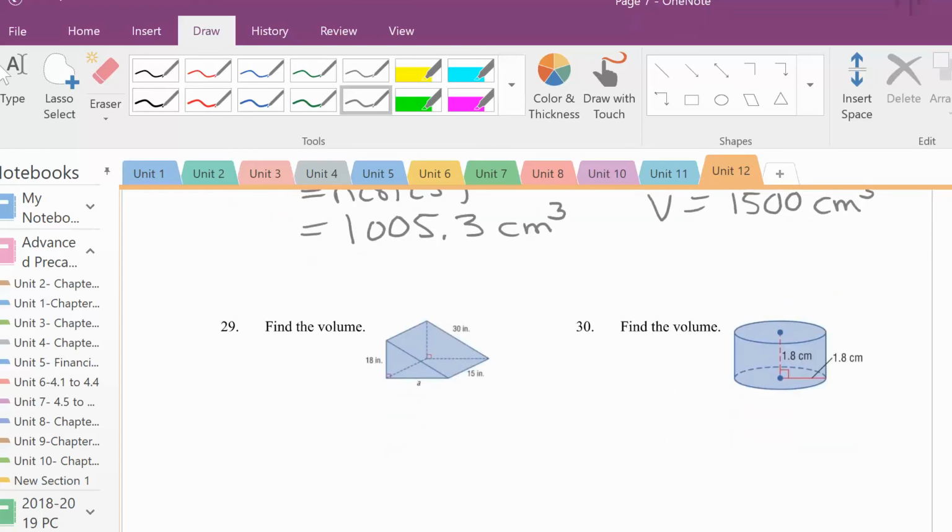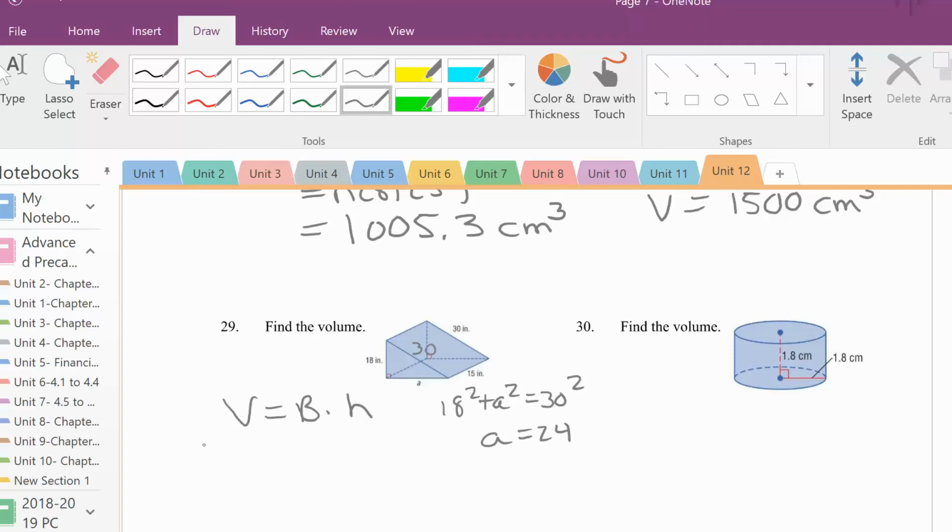All right, for the next one, number 29, you've got to find the volume, which is area of the base times the height. So the first thing you want to do is find this A here. Because this is 30, you can do the Pythagorean Theorem. So 18 squared plus A squared equals 30 squared. And when you do the Pythagorean Theorem, you get A is equal to 24.